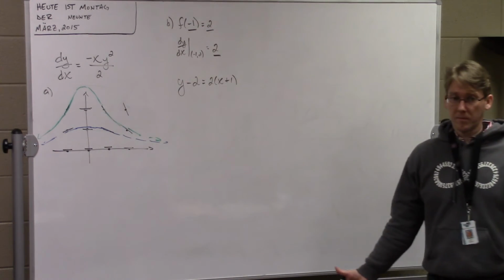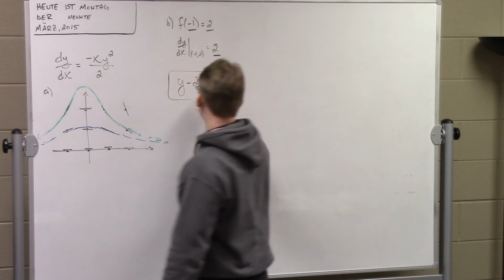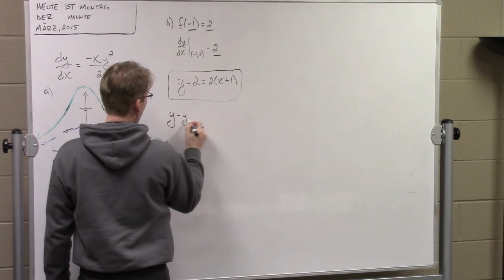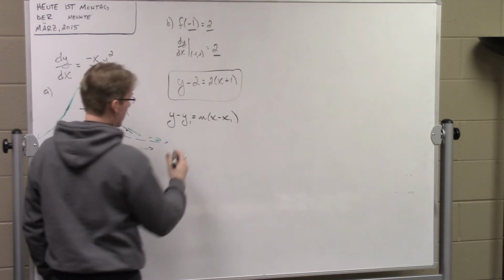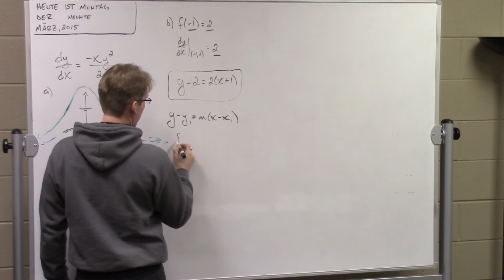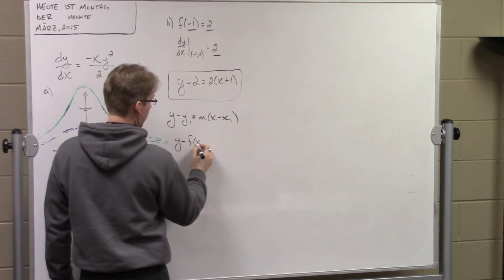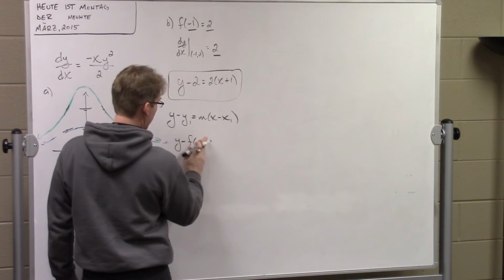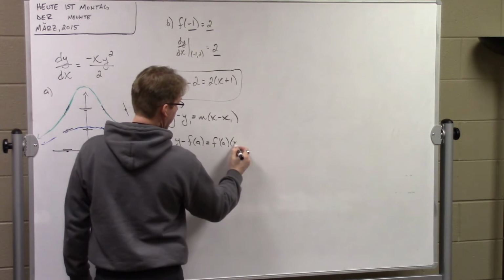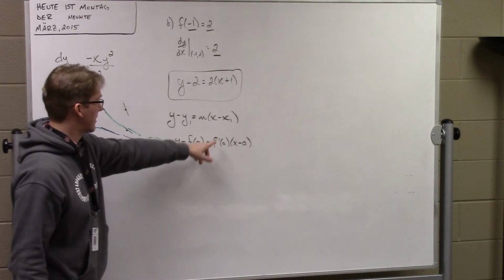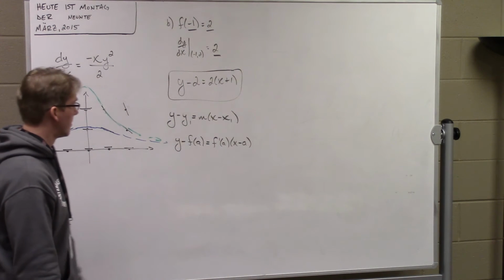Can you write the general form? Y minus y1 equals m times x minus x1. That's the Algebra 1 version. Our version is y minus f of a is equal to f prime of a times x minus a. It's the same thing, but instead of using x1, y1, we use a, f of a, and the prime notation to represent the derivative.